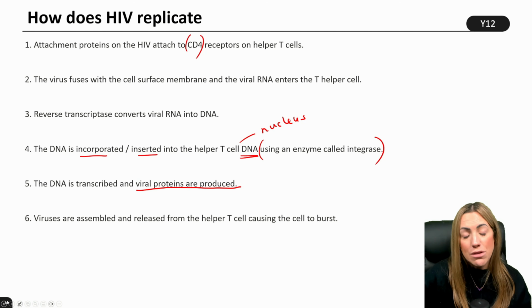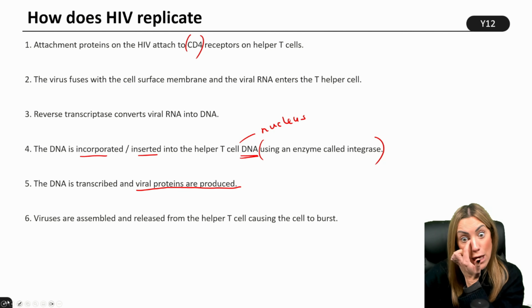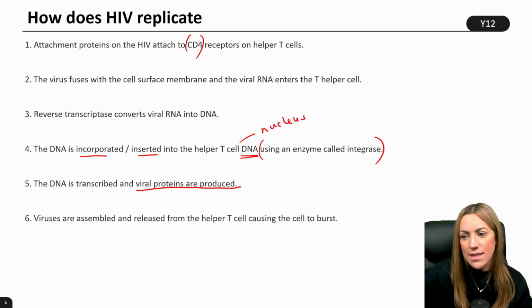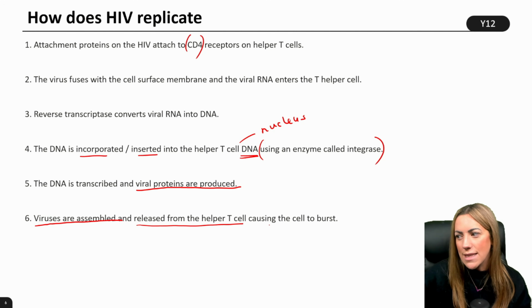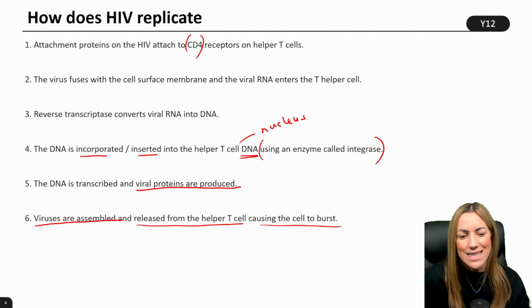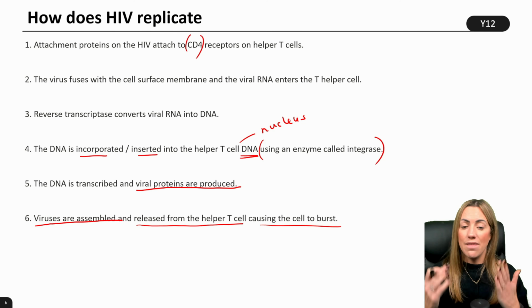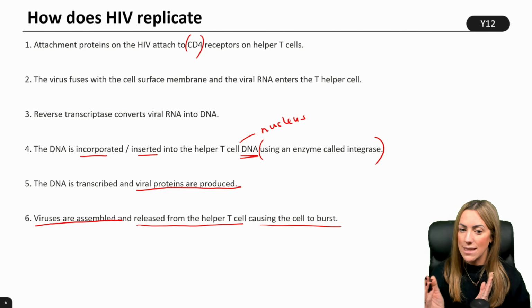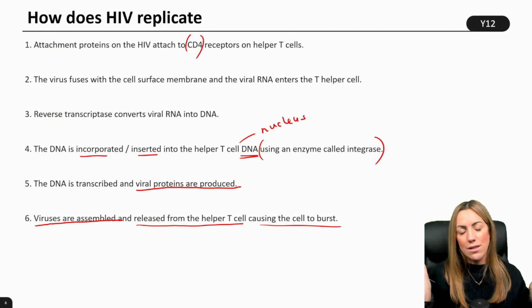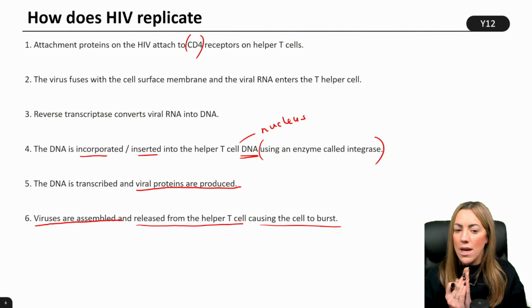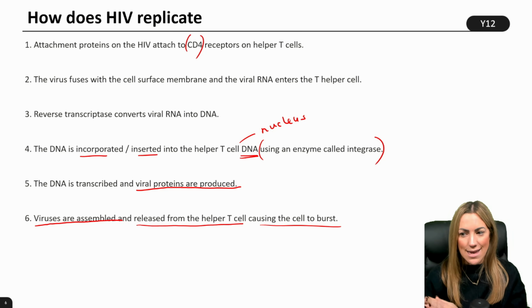And then once we've produced all the viral proteins needed to make a new HIV virus, viruses are assembled and released from the helper T cell which causes the helper T cell to burst. Obviously, those viruses can then go on and attach and infect other helper T cells. The process repeats until the number of helper T cells gets so low that we say the person has AIDS.